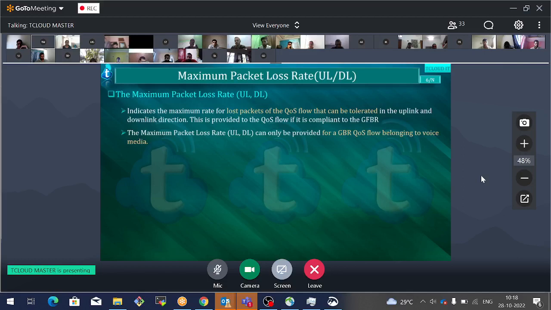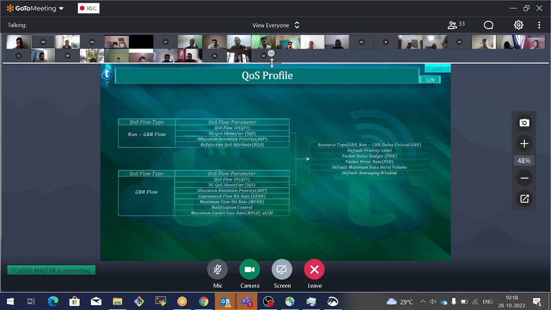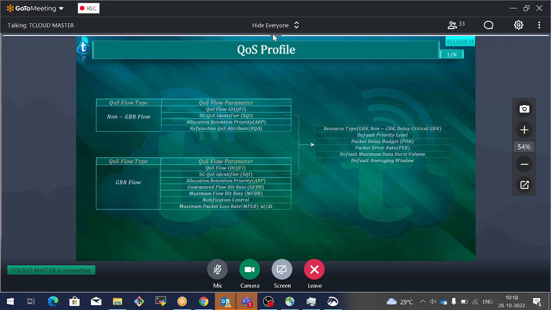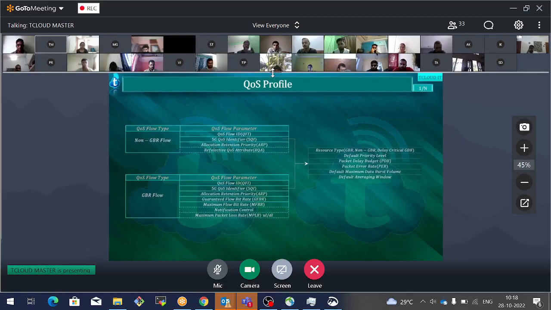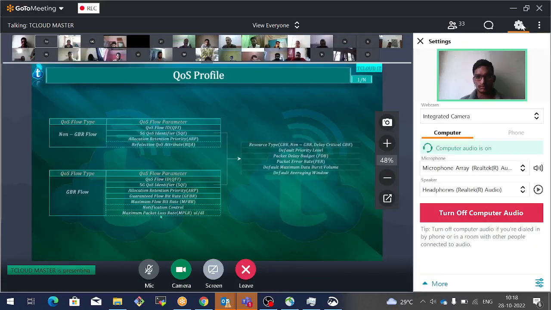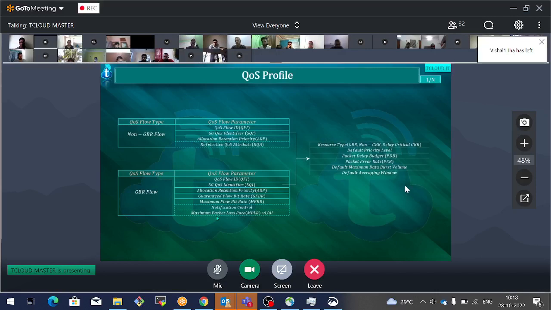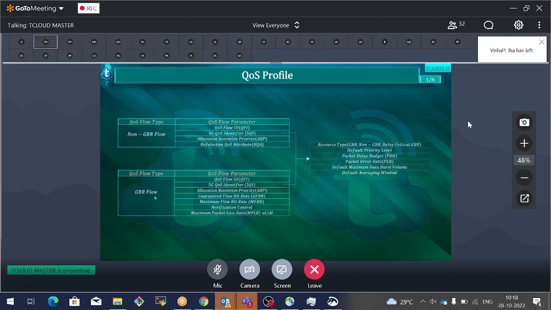Okay, so these are the parameters that are present in non-GBR flows and GBR flows. But in non-GBR, one thing is optional, reflective quality of service implementation. In GBR, notification control and maximum packet loss rate are optional because it may not be live voice traffic. If it is not live voice traffic for which we are creating the GBR flow, then this parameter need not be present.